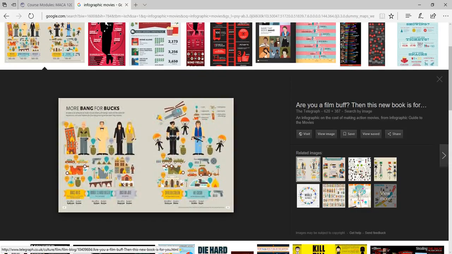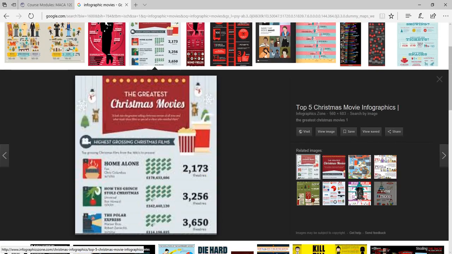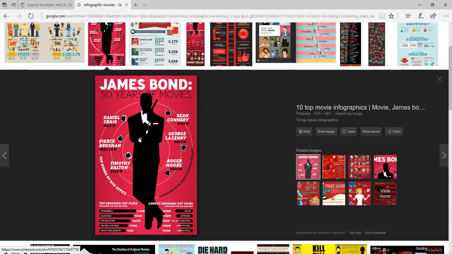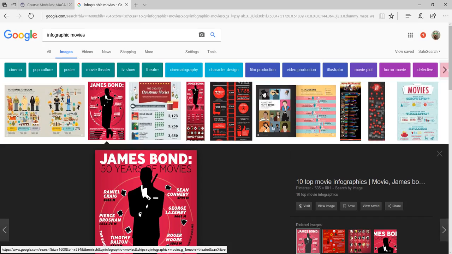here's an infographic, more bang for your bucks. And it talks about different movies and different characters in movies. Talks about different scenes in movies. Okay. Here's Christmas movies, Home Alone, how much money it brought in, theaters. Okay. So these are all different kinds of infographics about different kinds of movies.